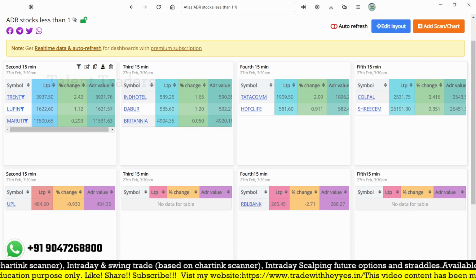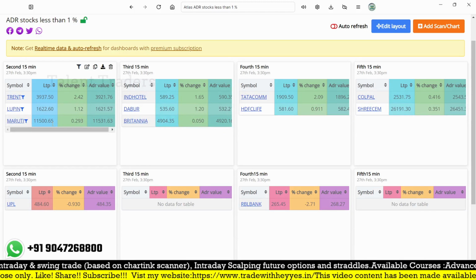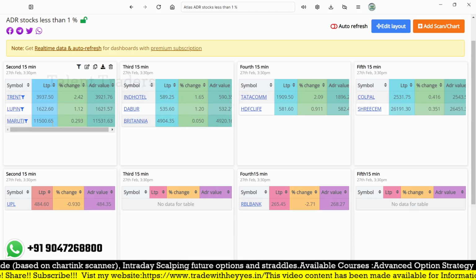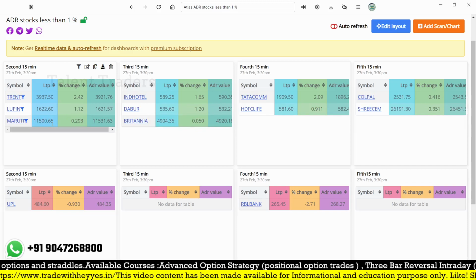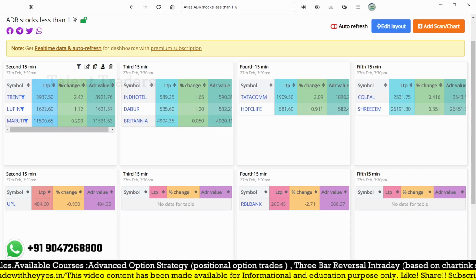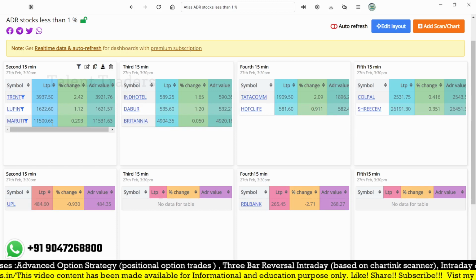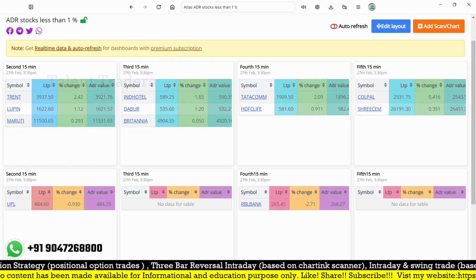And the downside also. Someone was asking about the color correction, that we also did, and we also started sorting by ascending and descending order. Today, Trent is the stock, and Lupin, Maruti and UPL. These are the four stocks happening at 9:30.